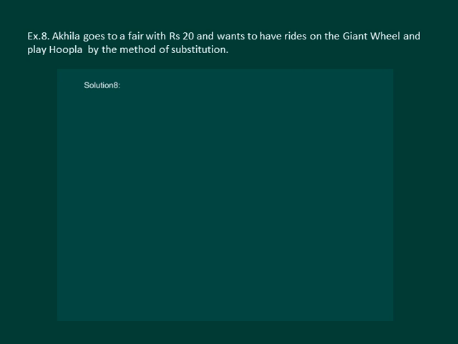Solve the following question using substitution method. Aftab tells his daughter, 7 years ago, I was 7 times as old as you were then. Also, 3 years from now, I shall be 3 times as old as you will be then.